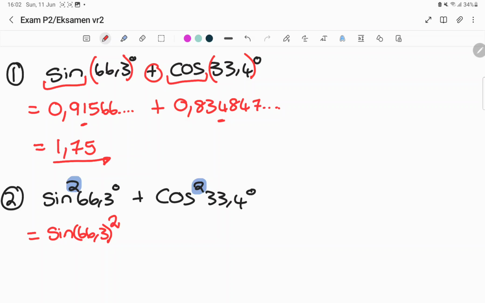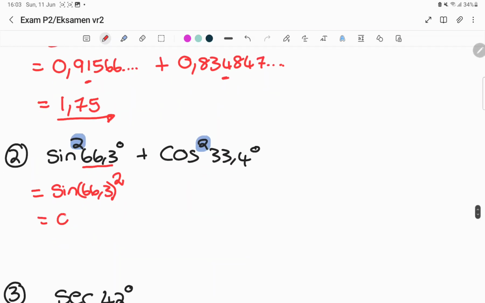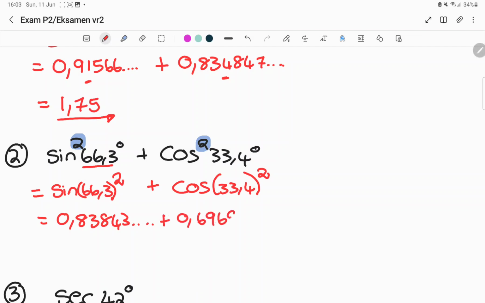Okay, so you're going to go on your calculator, you're going to press the sine button, it's automatically going to give you a bracket, you're going to put in your 66,3, close the bracket, and then you put it to the power of 2. So doing that, I get 0.83843, etc. And then I'm going to do the same with cos. Into my bracket I have 33,4, close the bracket, put it to the power of 2. So doing that I will get 0.69697, etc.